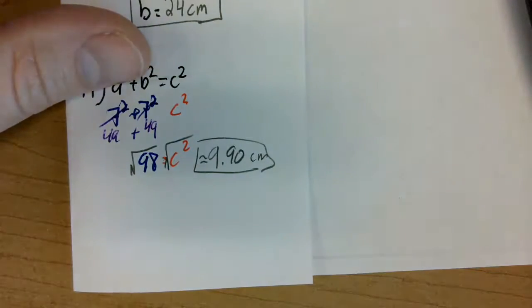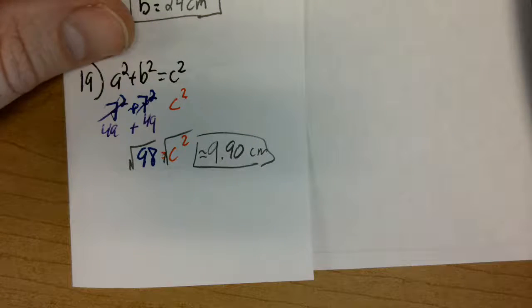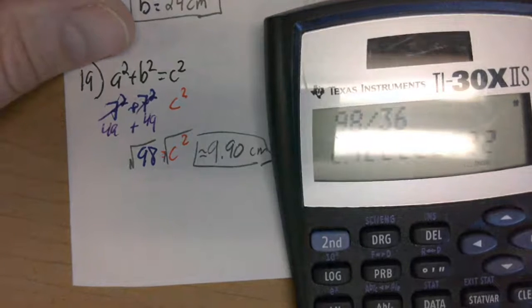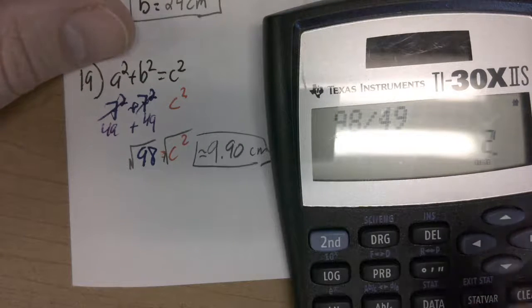Now, let's get the exact. So going down the list, Mr. Walls, doesn't seem like anything goes into it. Does 4 work? No. 16? No. 9? No. 25? No. Does 36 work? Typing in 98 divided by 36 came out to be a decimal. Nope, so try the next one. 49. Aha! That one does work.